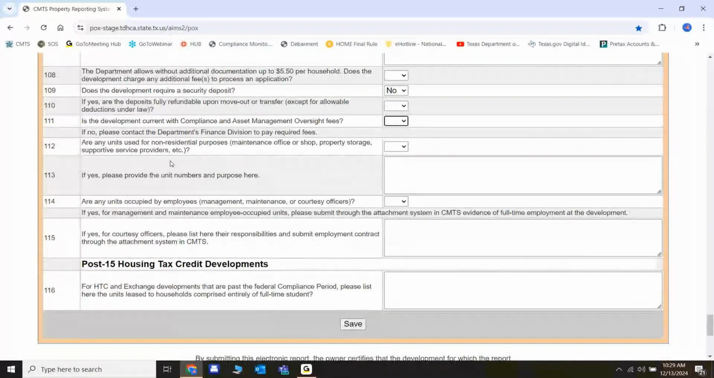Are any of your units being used for non-residential purposes? Do you have a unit you're using for a maintenance office or a shop? Do you have a unit that you're using for storage or to provide social services? If the answer is yes, tell us what units and what they're being used for. 101 is storage right now, and 105 is my supportive services.